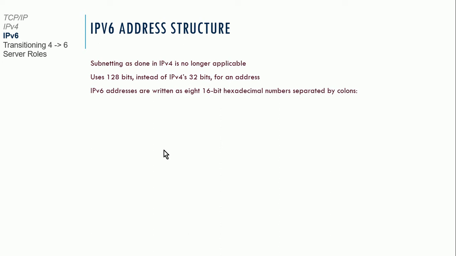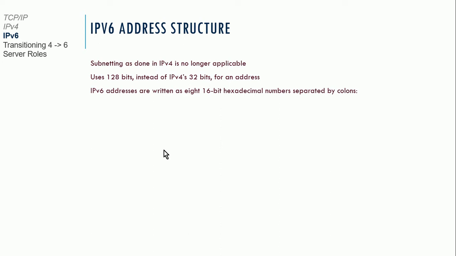In IPv4, we use subnetting, but it's really no longer applied to IPv6. So we really don't use subnetting in IPv6. It uses 128 bits instead of 32 bits for an address. So that's significantly more address space than an IPv4 address. So it's much longer. Of course, it's also much more difficult to memorize IPv6 addresses.